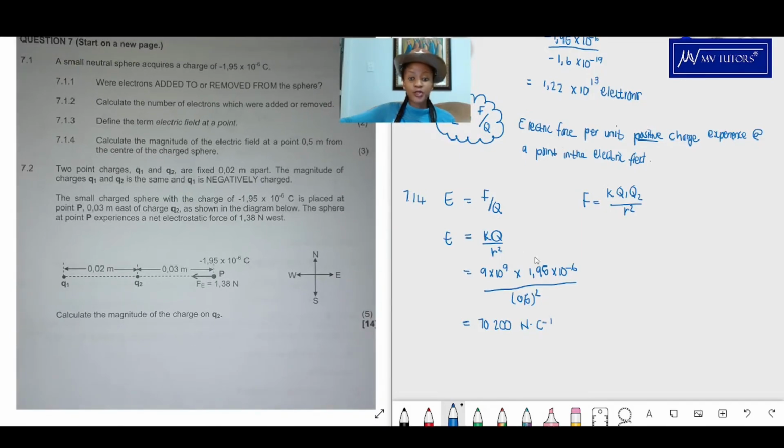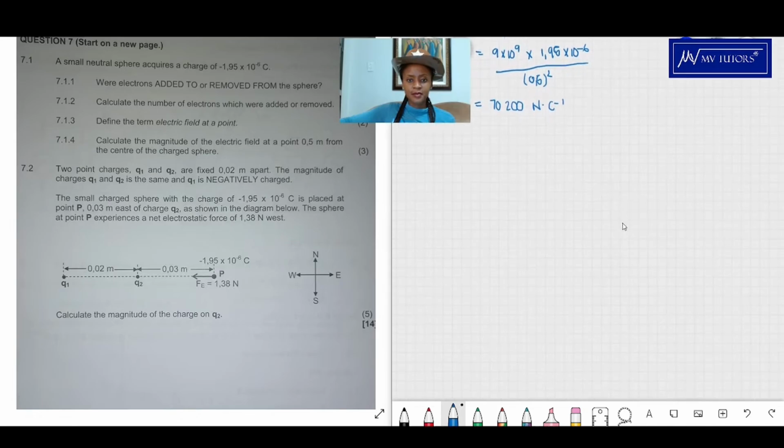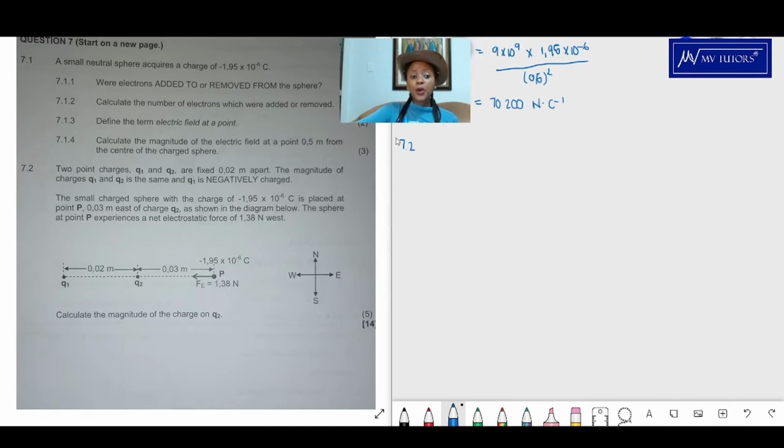Then 7.1, no, 7.2. Okay, we're getting there. Two point charges Q1 and Q2 are fixed 0,02 meters apart. The magnitude of charges Q1 and Q2 is the same. Okay, we know that Q1 is negatively charged, they told us, but we don't know the charge of Q2. So don't be quick to assume that it is positive. We don't know. Now it says a small charged sphere with the charge of negative 1,95 times 10 to the power minus 6 is placed at point P.